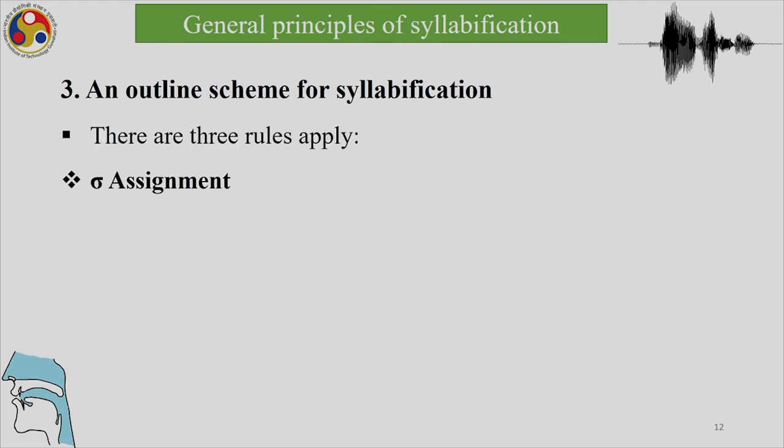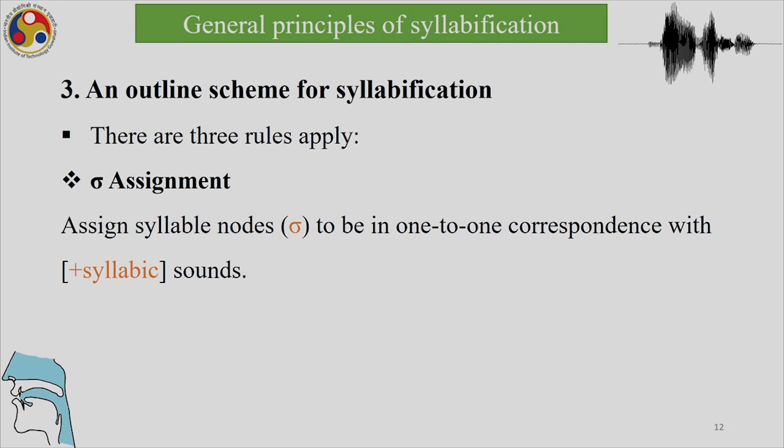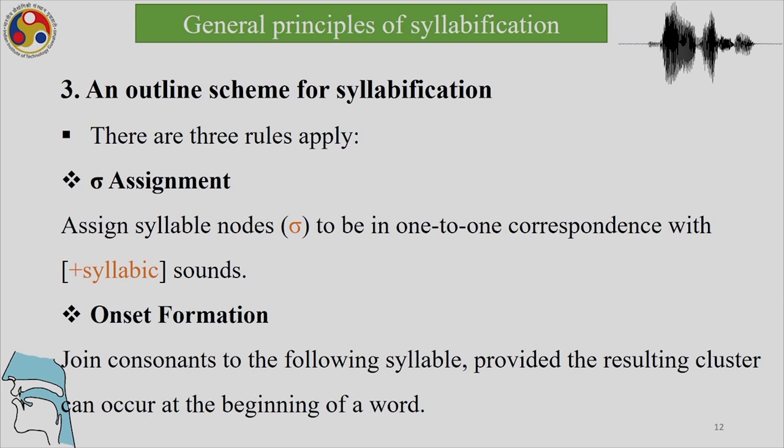There are three rules that apply. One is syllable assignment: assign syllable nodes to be in one-to-one correspondence with plus-syllabic sounds. And onset formation. So we assign syllable nodes. Suppose there are CV, CV, CV. We assign syllable nodes such that the nucleus is the V and the onset is the C. Now, onset formation: join consonants to the following syllable, provided the resulting cluster can occur at the beginning of a word.